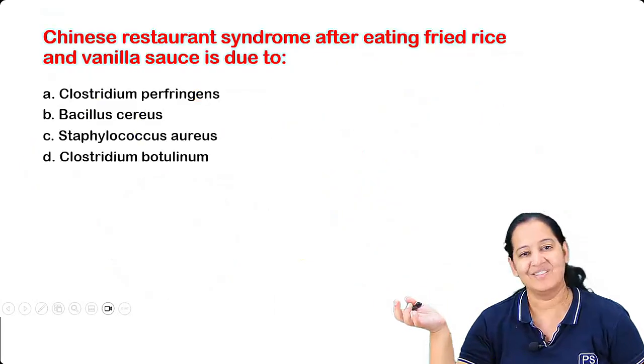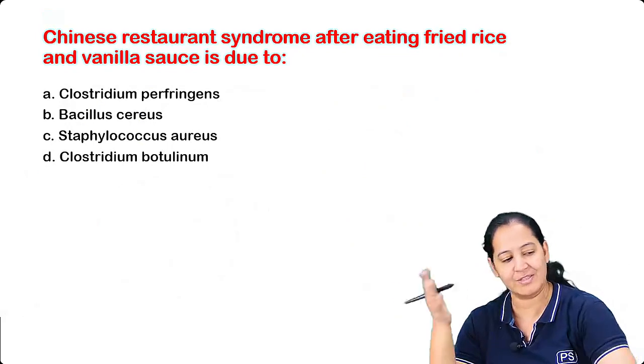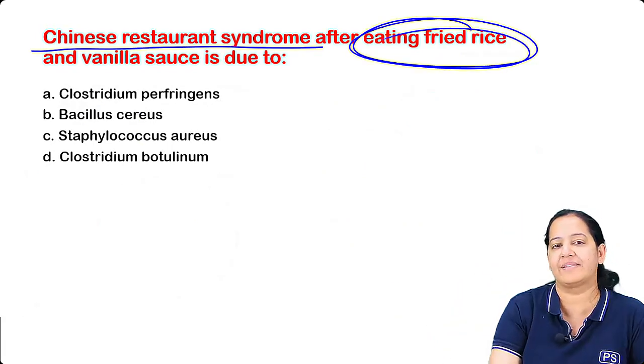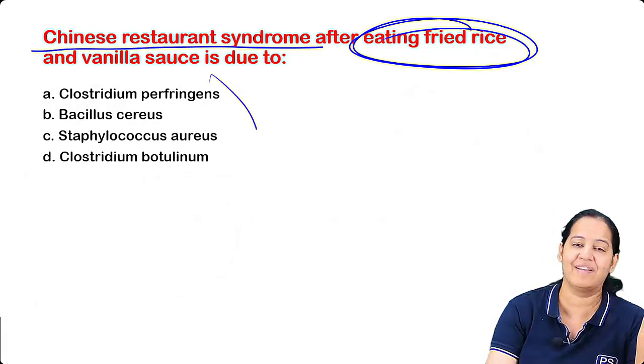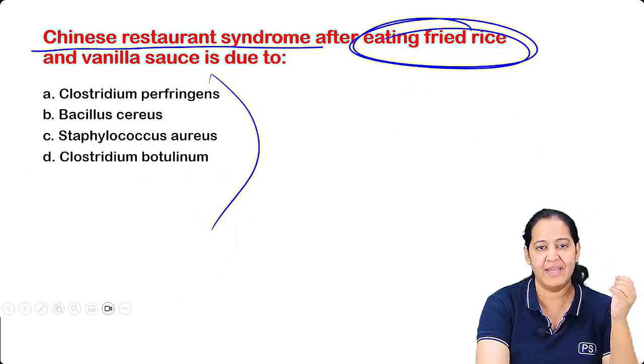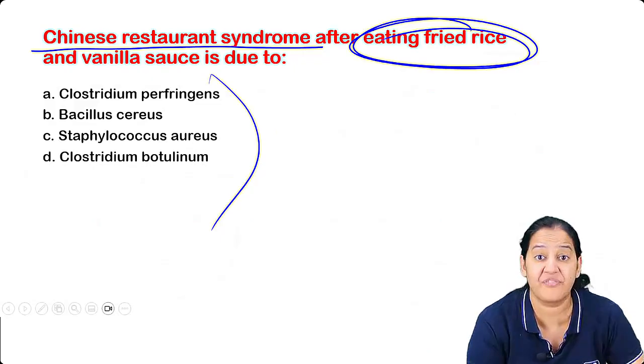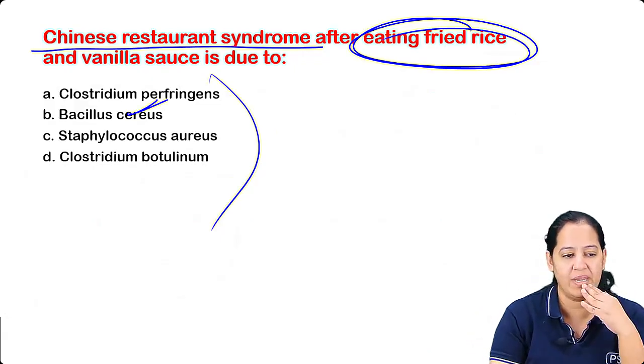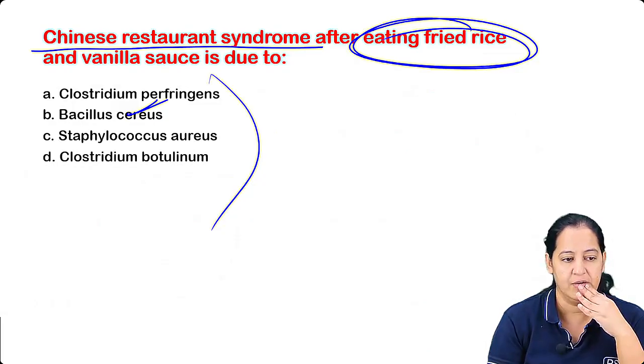ठीक है? चलिए. So we go to the question. I guess the question is very easy. Chinese restaurant syndrome after eating fried rice. Fried rice खाने के बाद कौन सा bacteria? Which bacteria is it? So Chinese fried rice. Obviously it's Bacillus cereus. The question is not very good.